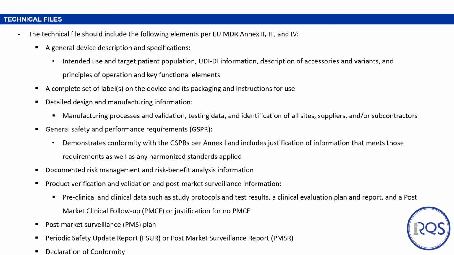The technical file should also include General Safety and Performance Requirements, or GSPR. This information demonstrates the conformity to the GSPRs listed in Annex 1 and includes justification of information that meets those requirements, as well as any applicable harmonized standards. The technical file should also include documented risk management and risk-benefit analysis information. It should also include product verification and validation and post-market surveillance information.